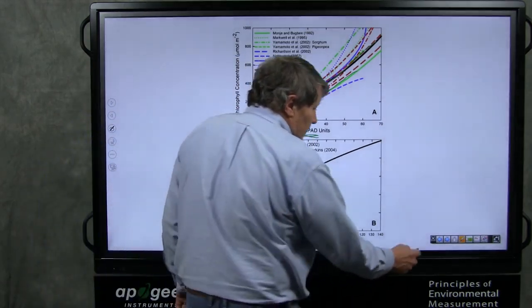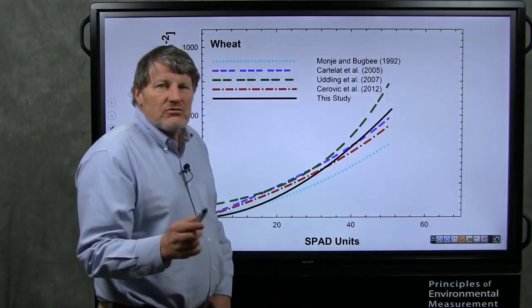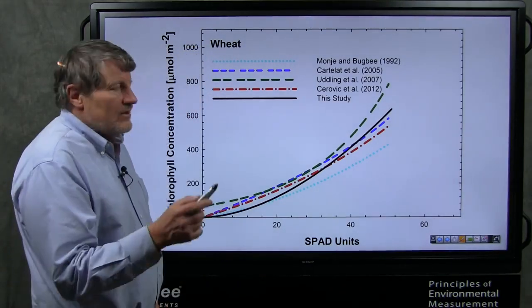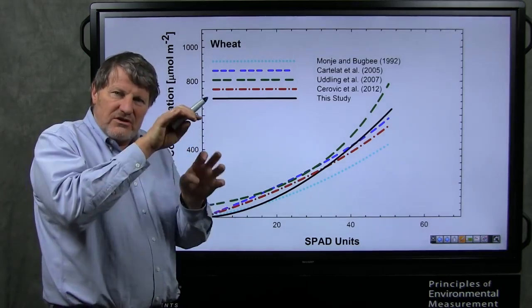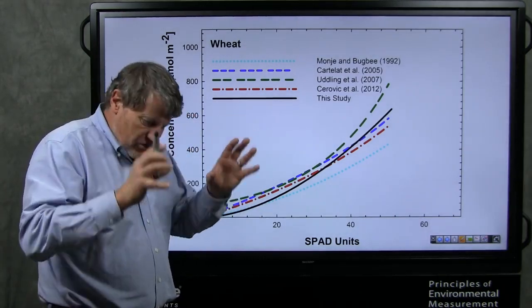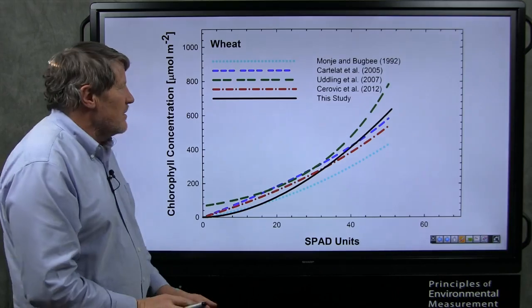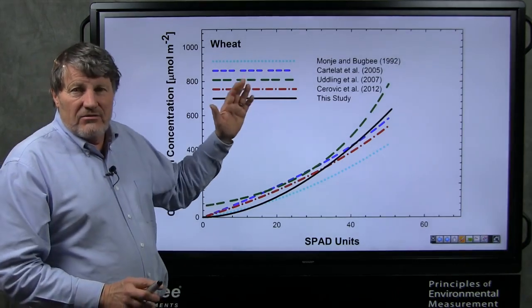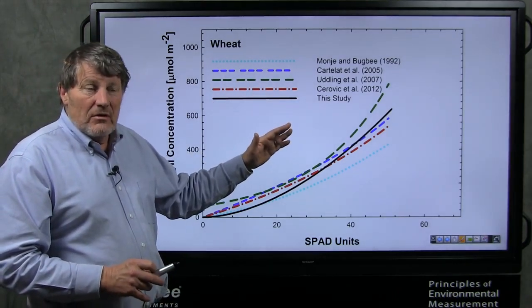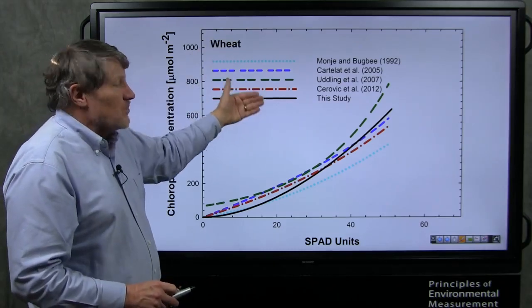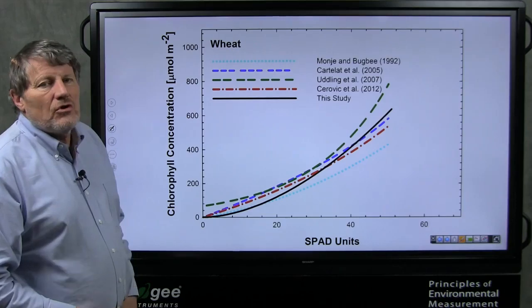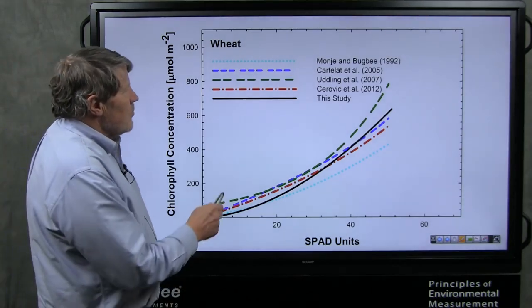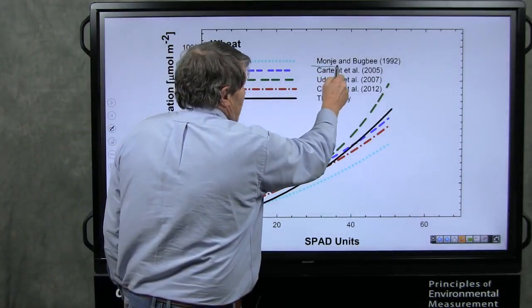Well, why don't they agree? Part of it is because they're different species. Different species have chlorophyll arranged in different packets in different ways, so the light transmits differently. So you really need a line for each species. But look at this. Several papers studied the same species, wheat. They got different curves for wheat, and one of these is our paper.